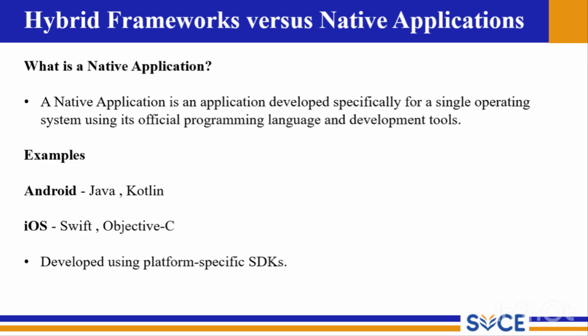This means that if we want to build an Android application, we use Java or Kotlin along with Android Studio. If we want to develop an iPhone application, we use Swift or Objective C with Xcode.